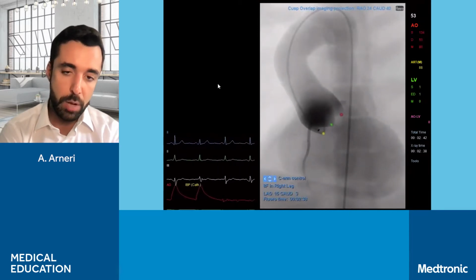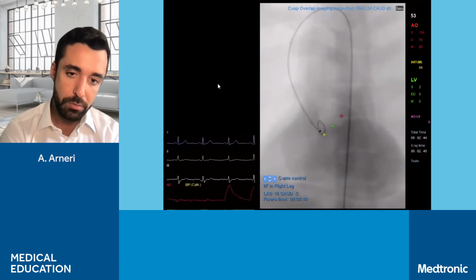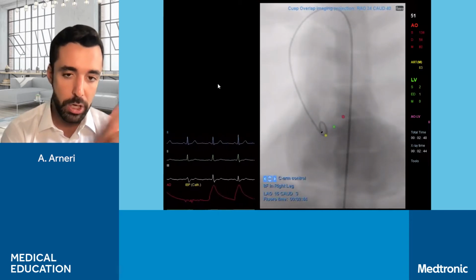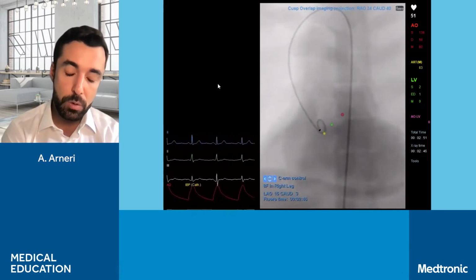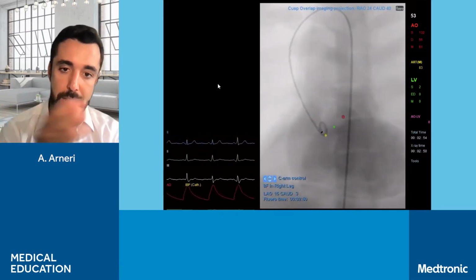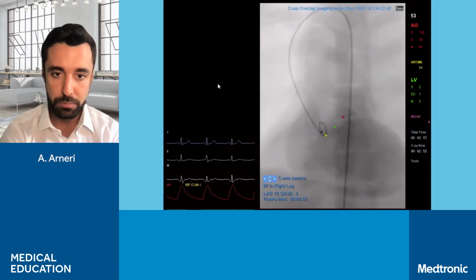It's not perfect. You see that the green and yellow are a bit closer compared to the red one, but in any case, this is more to show you the difference. It is a 3-cusp view, and we see the 3 cusps, the non-coronary, the right, and the left when we do a contrast injection.